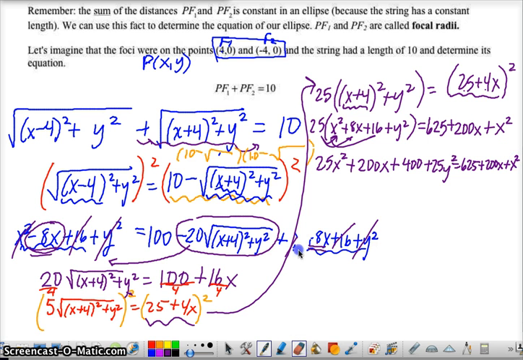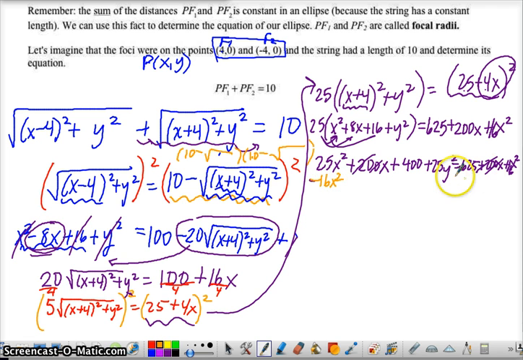Okay, I'm going to erase this so I can keep going over here. So the 200x's cancel, well that's nice, at least something does. Oh sorry, I made a mistake up here. This is 16x squared, sorry about that. So I'm going to move my 16x squared over here by subtracting 16x squared, so I get 9x squared plus 25y squared, and I'm going to move my 400 over here to get 225.